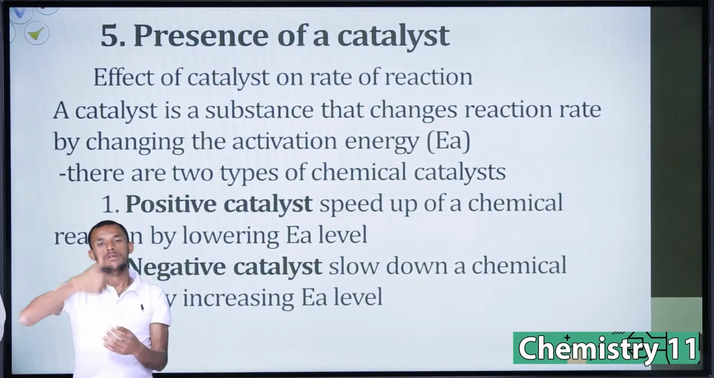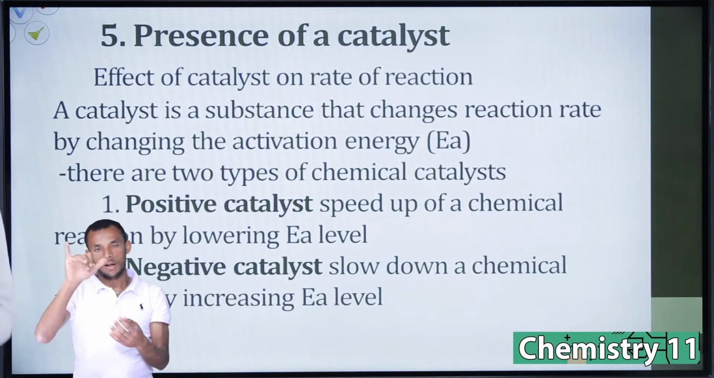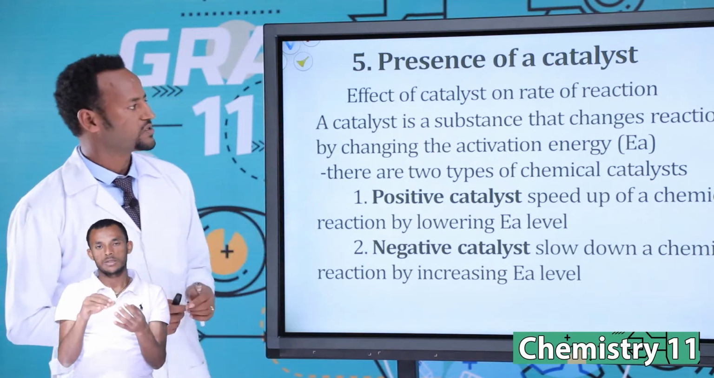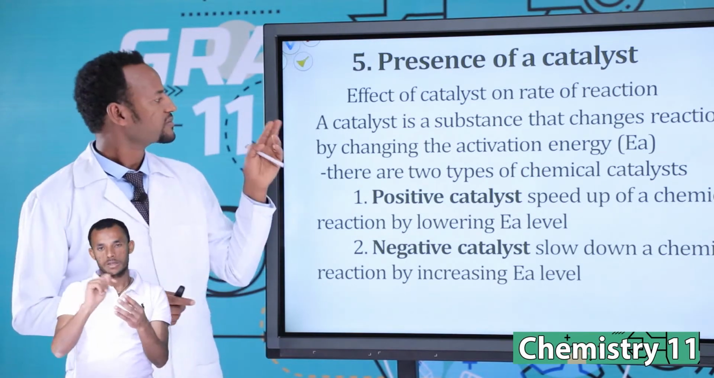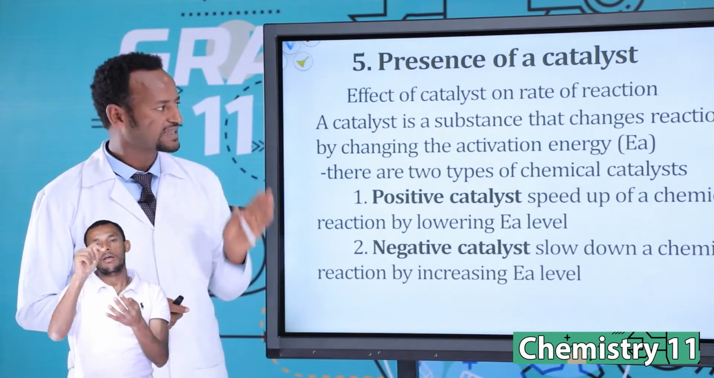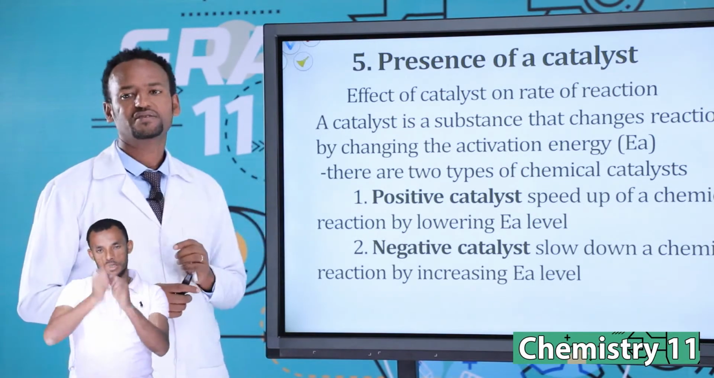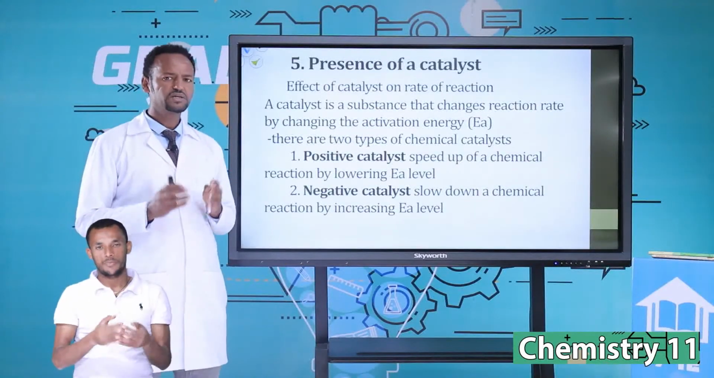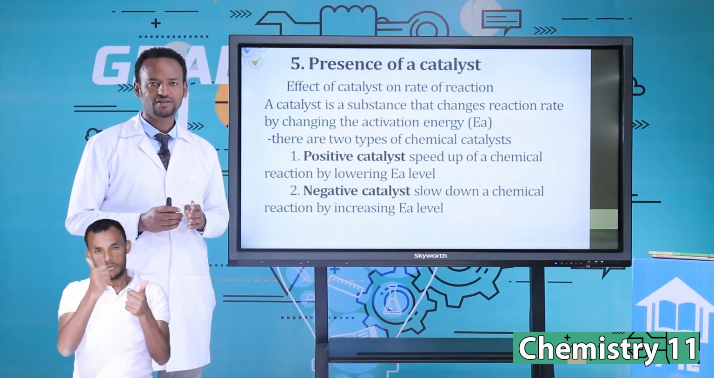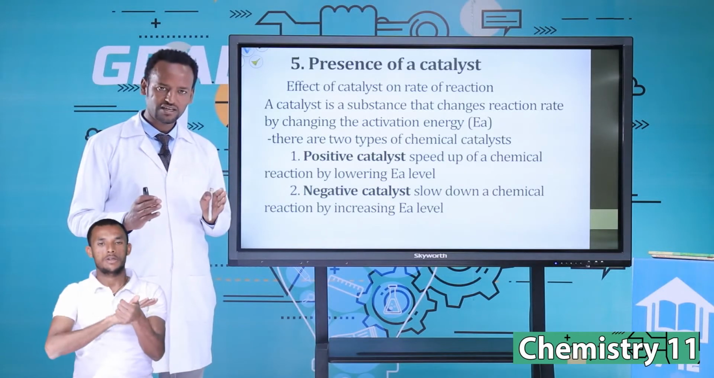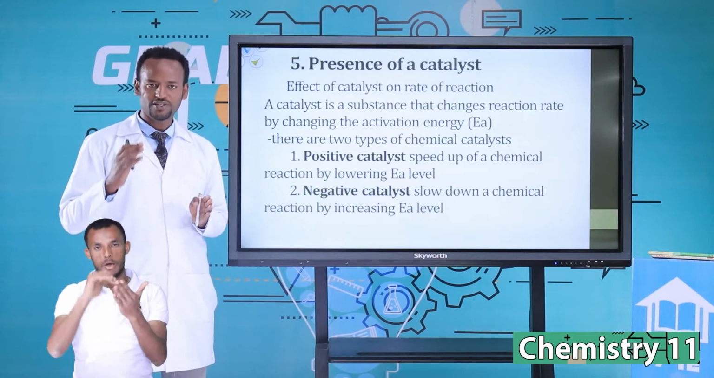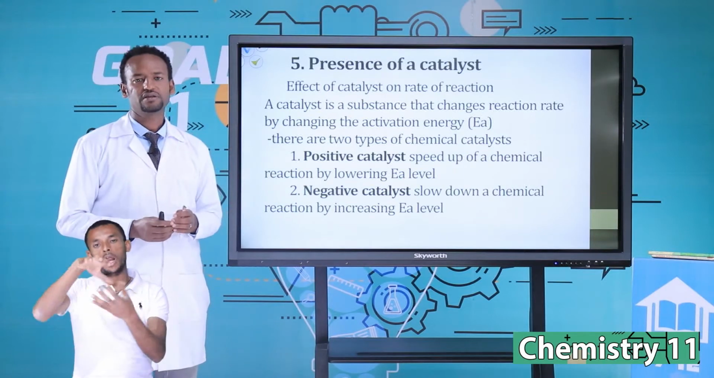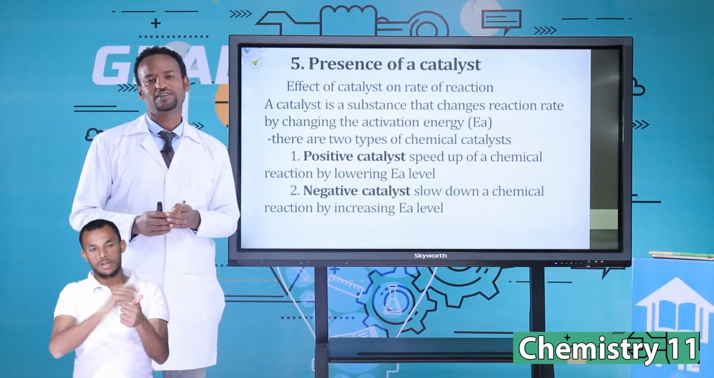The other one is a catalyst. The presence of a catalyst affects the rate of a chemical reaction. A catalyst is a substance that changes the reaction rate by changing the activation energy. Students, do you know what I mean by activation energy? Activation energy is the minimum amount of energy required to start a given chemical reaction. Therefore, catalysts affect the activation energy.